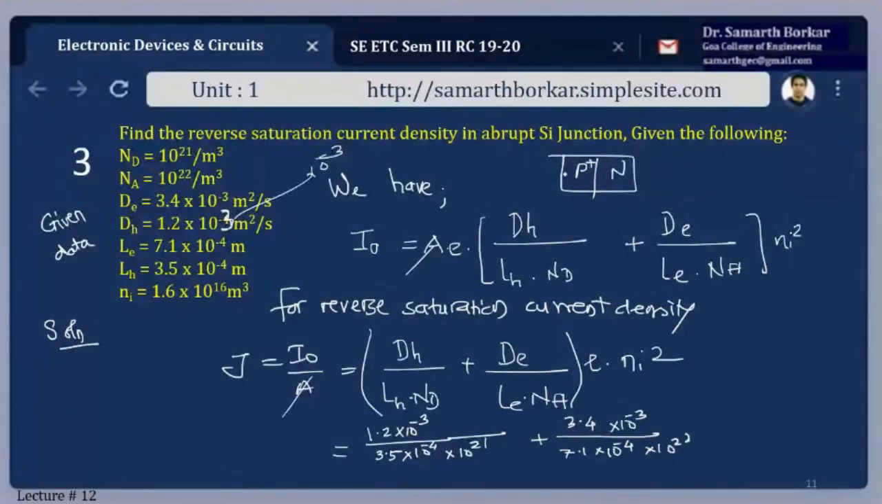P plus N. 10 to the power 22 is 1.6 into 10 to the power minus 19, and Ni square. Ni is how much? 1.6 into 10 to the power 16. Typically it is given as 1.5, so it is 2.25. So let us take it as 1.6 only. 1.6 into 10 to the power 16, so to the power 2 means 32. So if you solve this, what you get, the answer is 1.6 into 10 to the power minus 7 amperes.